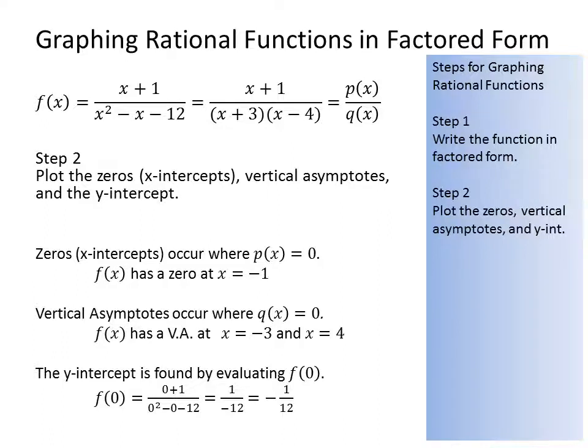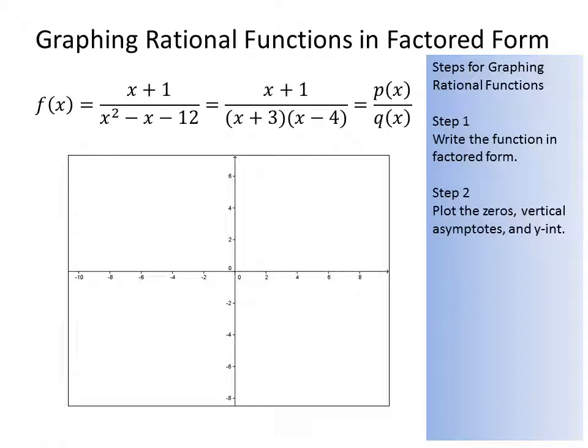-1/12. If we were to graph this information, we would see that here is our y-intercept that's just under 0 at -1/12. Here is the x-intercept at -1. And we have our vertical asymptotes at -3 and +4.